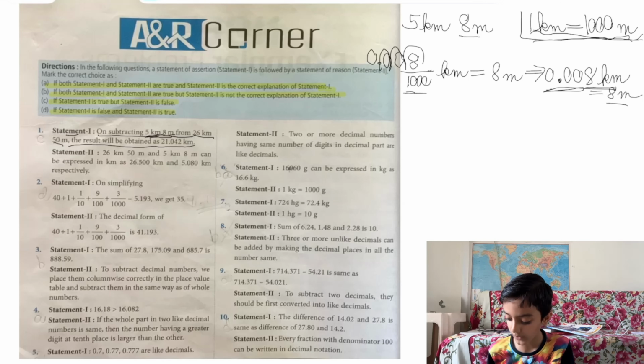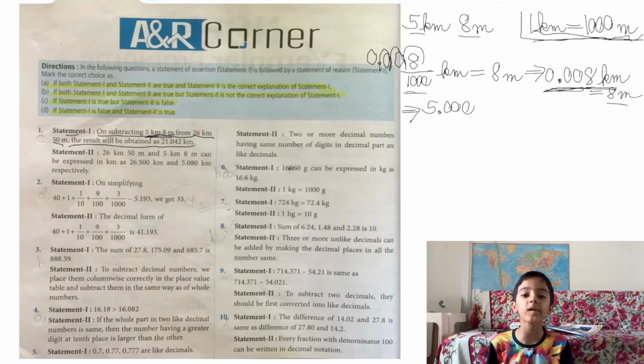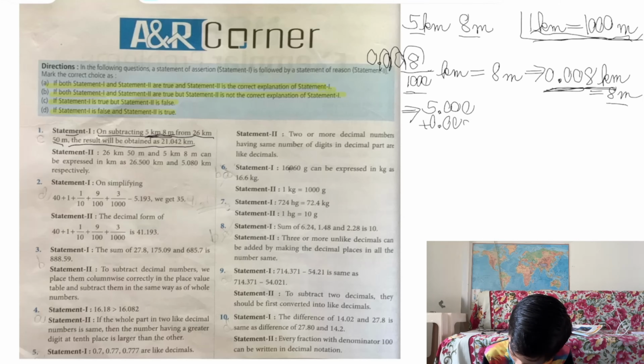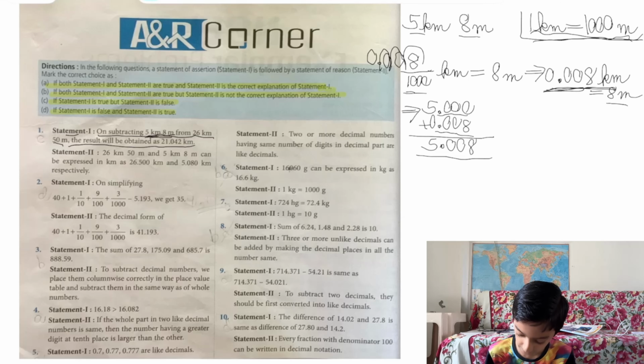Now we'll add this 0.008 to 5 kilometers. So let's add. Here we can put zeros after the point, because putting zeros after the point does not matter. So 0 plus 8, 8, 0 plus 0, 0, 0 plus 0, 0, point under point, 5 plus 0, 5. So 5.000 plus 0.008 is equal to 5.008. So when we convert 5 kilometer 8 meter into kilometers, the result is 5.008 kilometers.